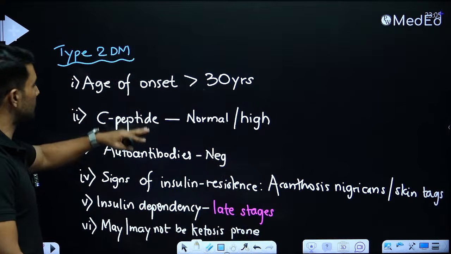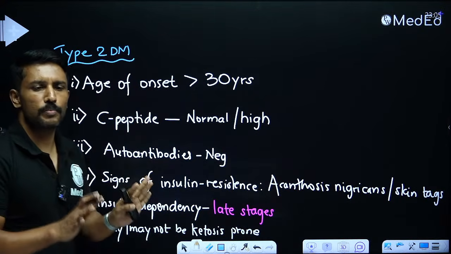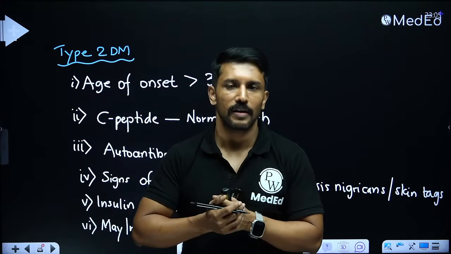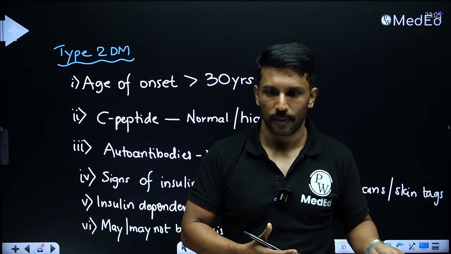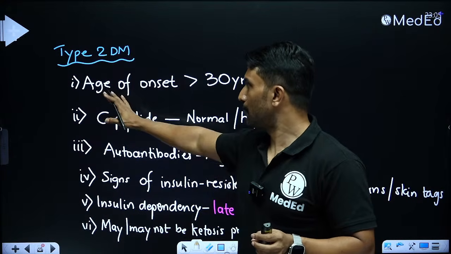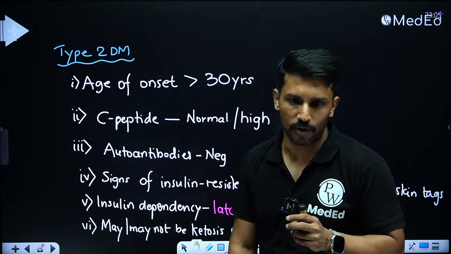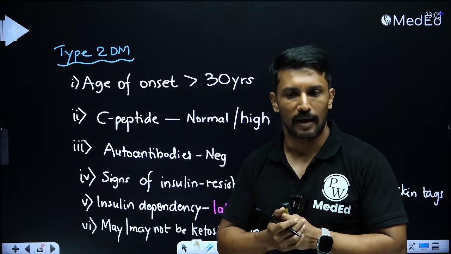So this summarizes type 2 diabetes mellitus and the key differences between type 1 and type 2. In simple words, type 1 is seen in relatively young, pediatric or young individuals. Type 2 is seen mainly in adults, right? Proper adults. Type 1, C-peptide level will be low or undetectable. Type 2, it will be normal or high. Antibodies will be positive in type 1. Antibodies will be negative in type 2, right?